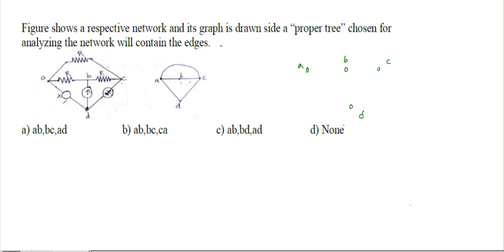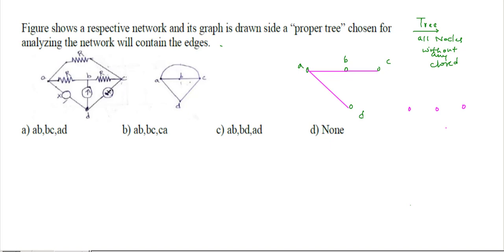What is a tree here? A tree is a connected subgraph which connects all the nodes without any closed loop. Very important. So a tree is a connected subgraph which connects all nodes without any closed loop. Okay, this is one and this is one, so I connect all the nodes without any closed loop. So no node is missing. I connect all the nodes.